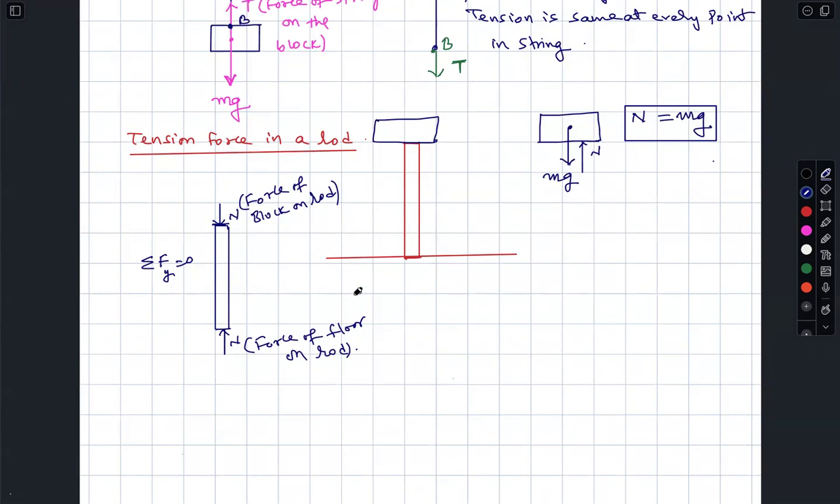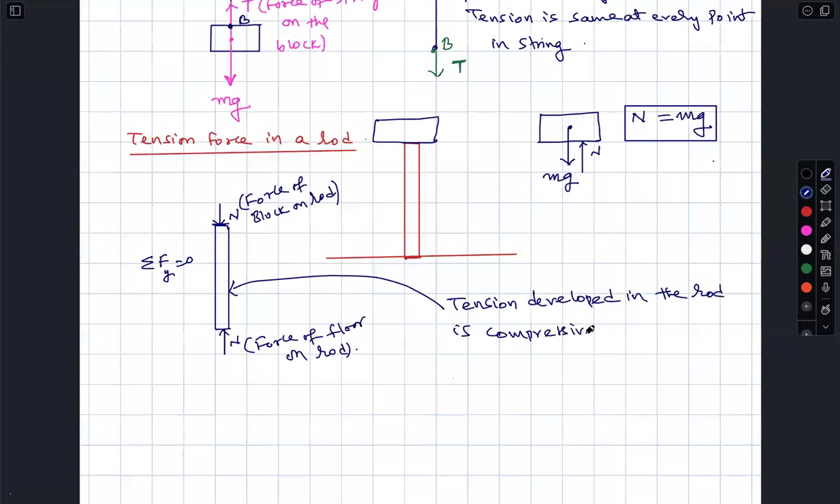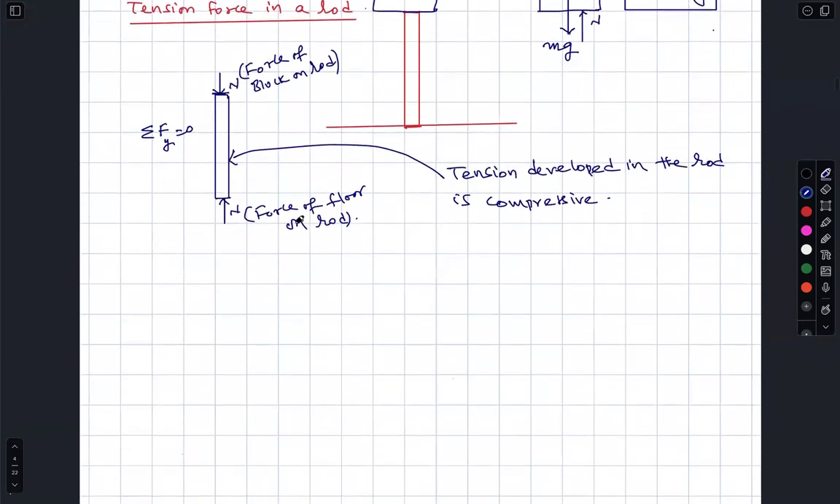So in this case, the tension developed in the rod is compressive. You should take that tension as negative, actually. Okay, so tension in a rod is compressive in this case. For example, I will show you another case.